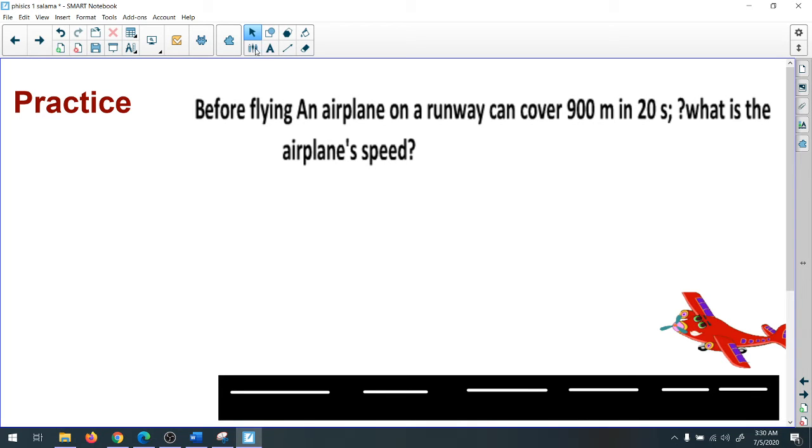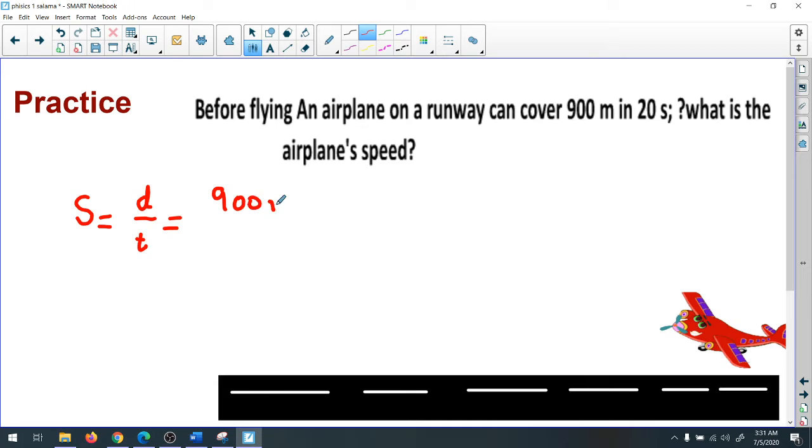So the speed, as we know, speed equals change of distance over change of time, from 0 to 20 seconds. So speed equals distance, which is 900 meters, over 20 seconds. Then cancel out the zeros, then 90 divided by 2 is 45, so it will be 45 meters per second.